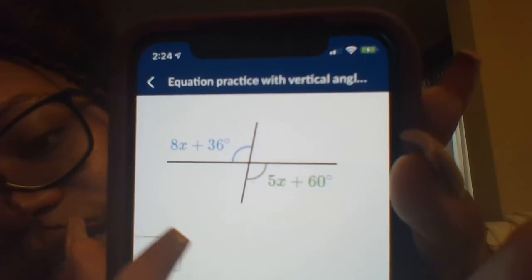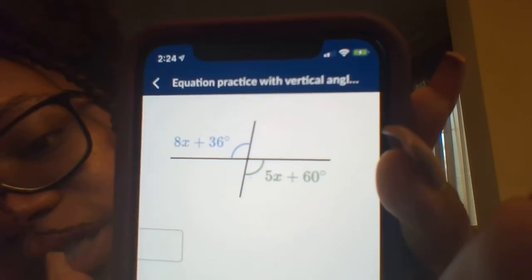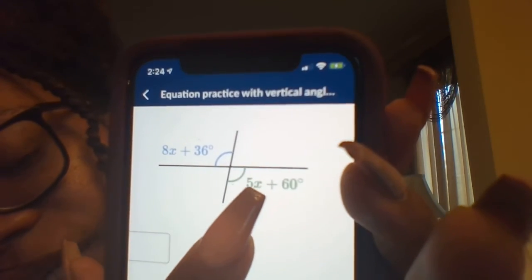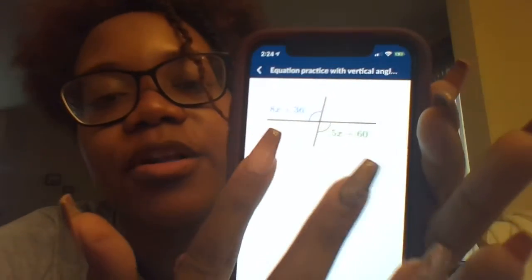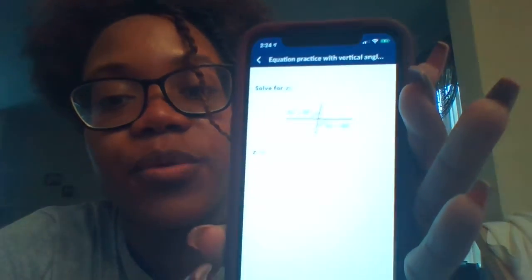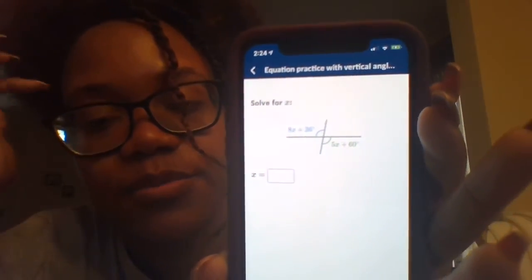You're asked to solve for x, and you're given 2 vertical angles. One angle, the top one, the blue one, is 8x plus 36. The bottom angle, the green one, is 5x plus 60. So because these angles are vertical, we know that they are equal. So we're going to set up an equation, setting those 2 expressions equal to each other and solve for x.